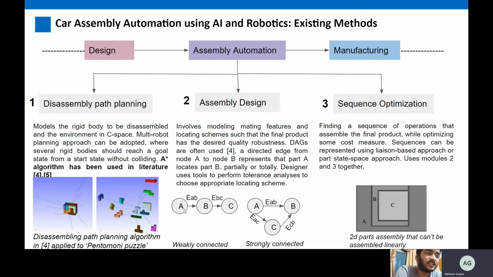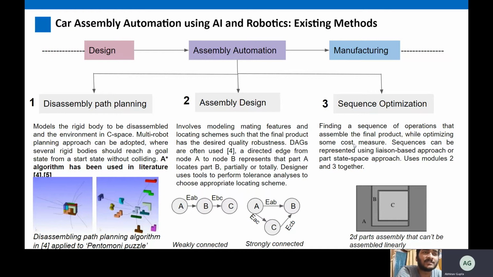Now, as you can see in this figure, A is directly connected to B, which is directly connected to C. This is the weak form of connection because it locates B and C partially, not completely, in Cartesian space. While in the second figure, they are strongly connected. So A locates both B and C completely.